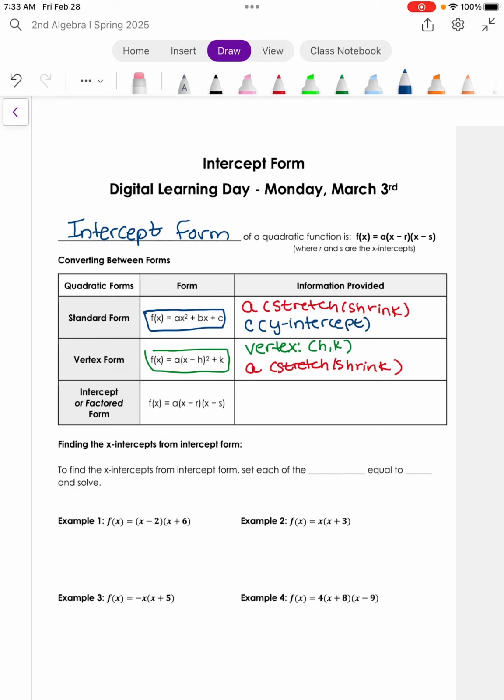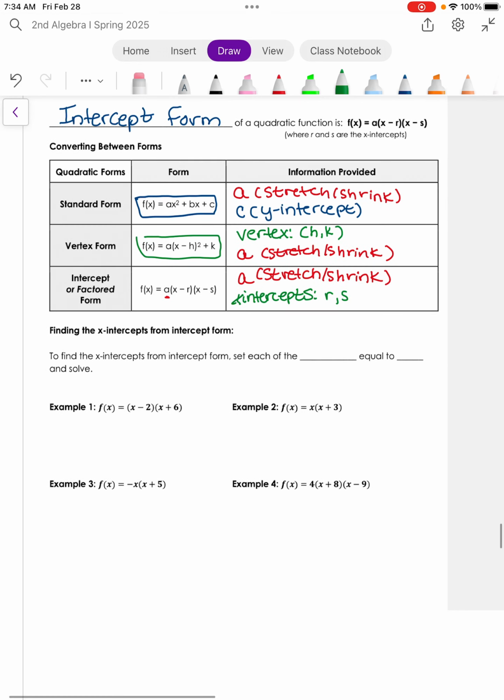And then the intercept or factored form, this gives you a, which is your stretch or shrink. And it also actually gives you your two intercepts, your x-intercepts, which are at r and s. There might only be one, and there might not be any, so we'll talk about that. So to find the x-intercepts from intercept form, set each of the factors equal to 0 and solve.